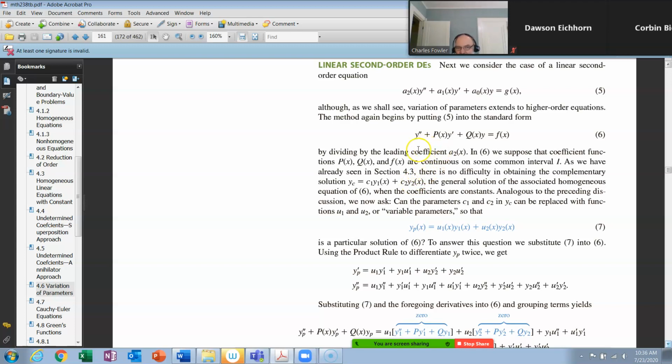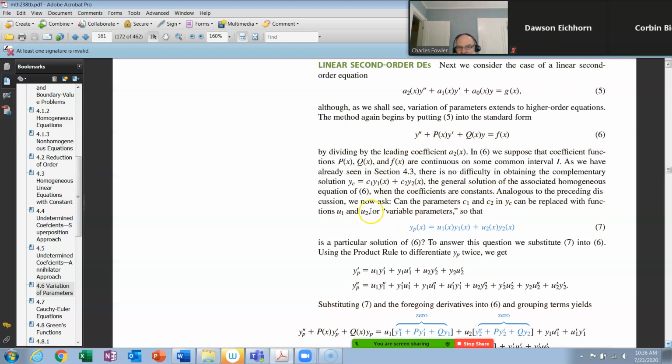That's being a little flippant here, because when we were doing this, remember, we had constant coefficients. Even though that's a constant, these two are not. But they're saying there's no difficulty in obtaining that complementary solution, and that's usually the case. The general solution of the associated homogeneous equation when the coefficients are... I didn't read the whole sentence. There's no problem when they are constants.